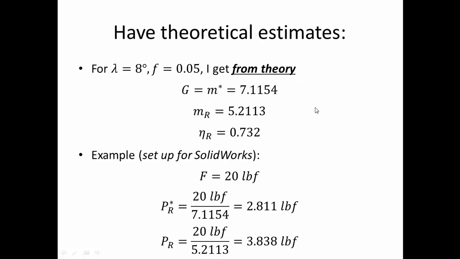So now, theoretically, I'm going to focus on a numerical example where lambda is 8 degrees and my friction factor is 0.05. From the preceding development, I get a gear ratio and theoretical mechanical advantage of 7.1154. I get my mechanical advantage to raise as 5.2113, and my efficiency is 73%.